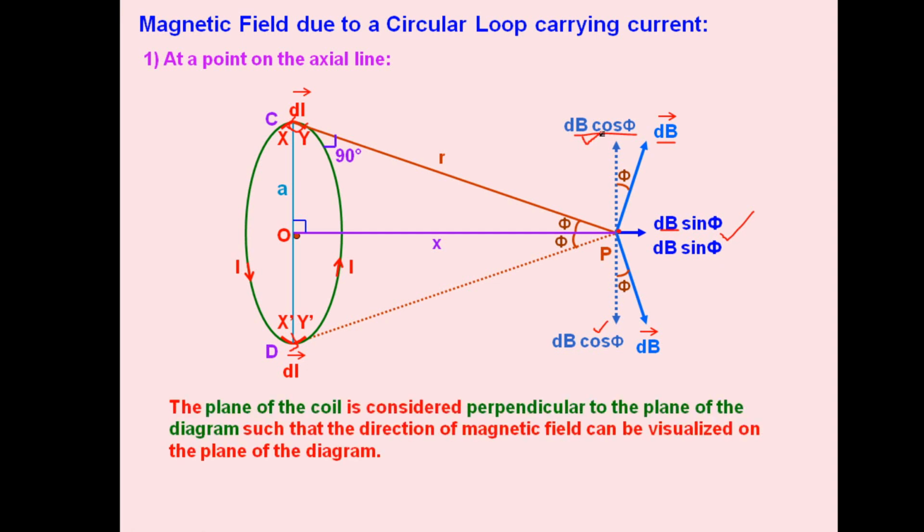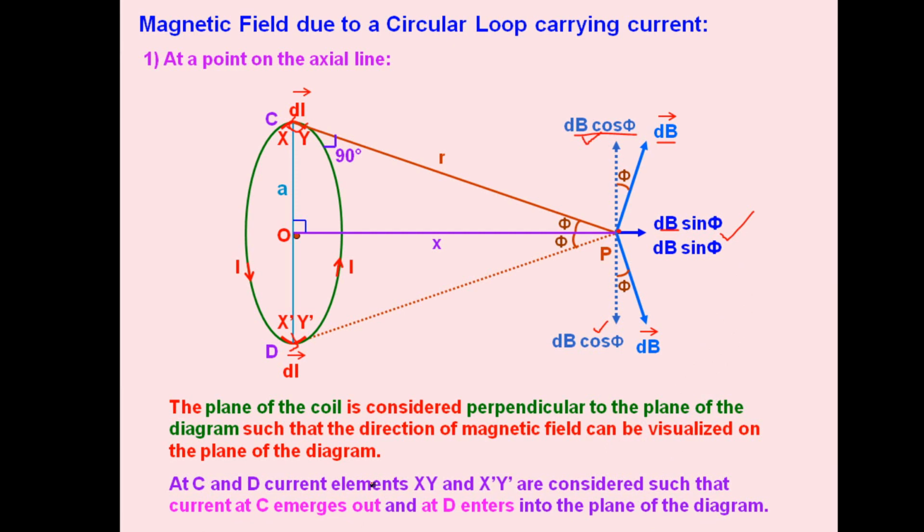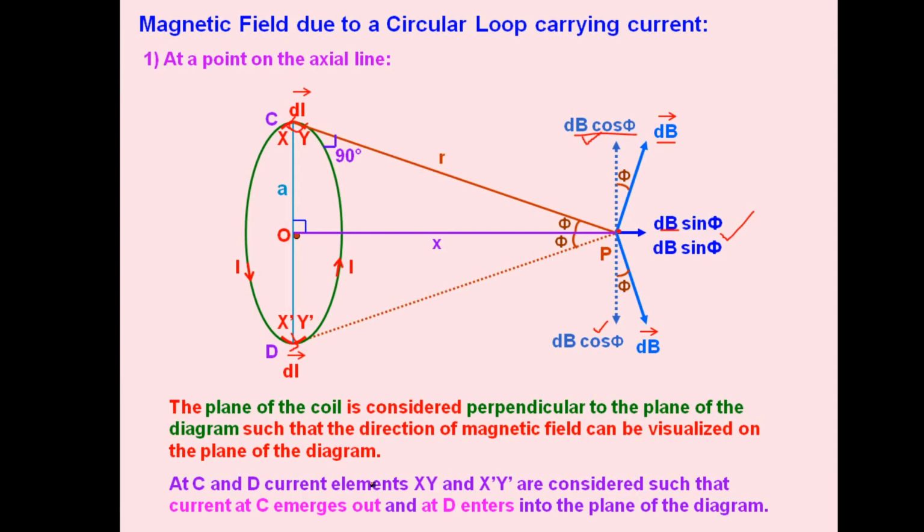The plane of the coil is considered perpendicular to the plane of the diagram. You can visualize it in such a way that the plane of the coil is perpendicular to the board or to the screen, such that the direction of magnetic field can be visualized on the plane of the diagram. So for this, at C and D, current in xy and x dash y dash are considered such that current at C emerges out, and at D it is entering into the plane of the paper or plane of the diagram.